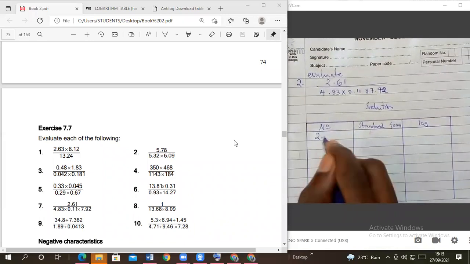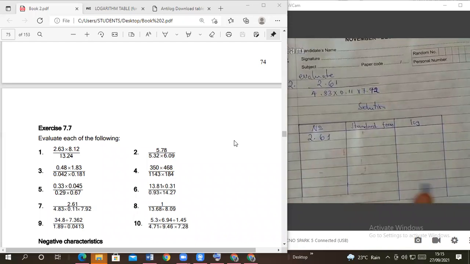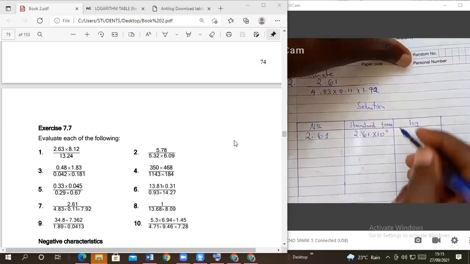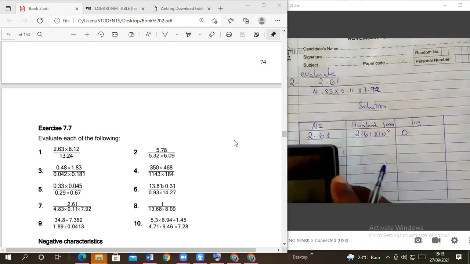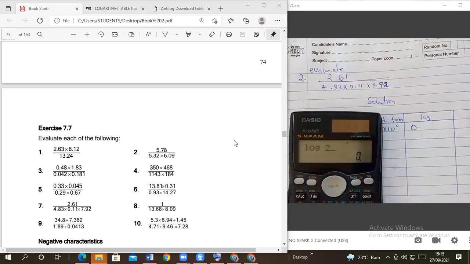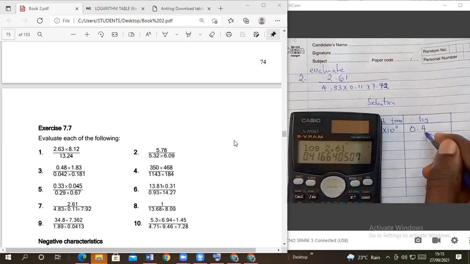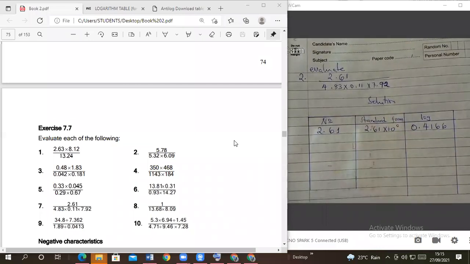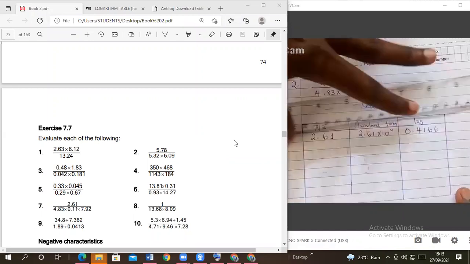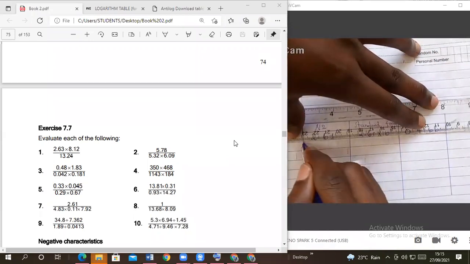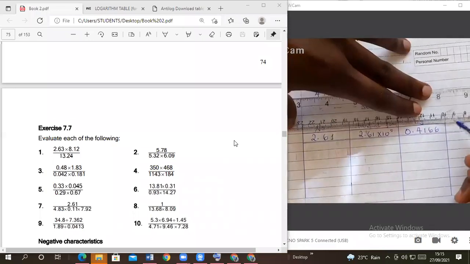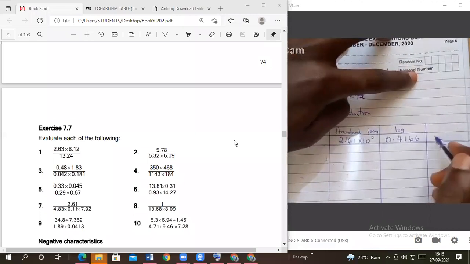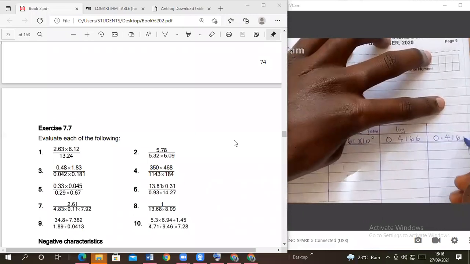Our first number there is what? 2.61. So what is 2.61 in standard form? It is going to be 2.61 times 10 to the power 0. So we shall have 0, log of 2.61 is going to be 4.16. Is there anything else there, members? There was only one number in the numerator, so we close that. I extend it because that was the only one. So I come and write it here, 0.4166. I extend it there, okay?